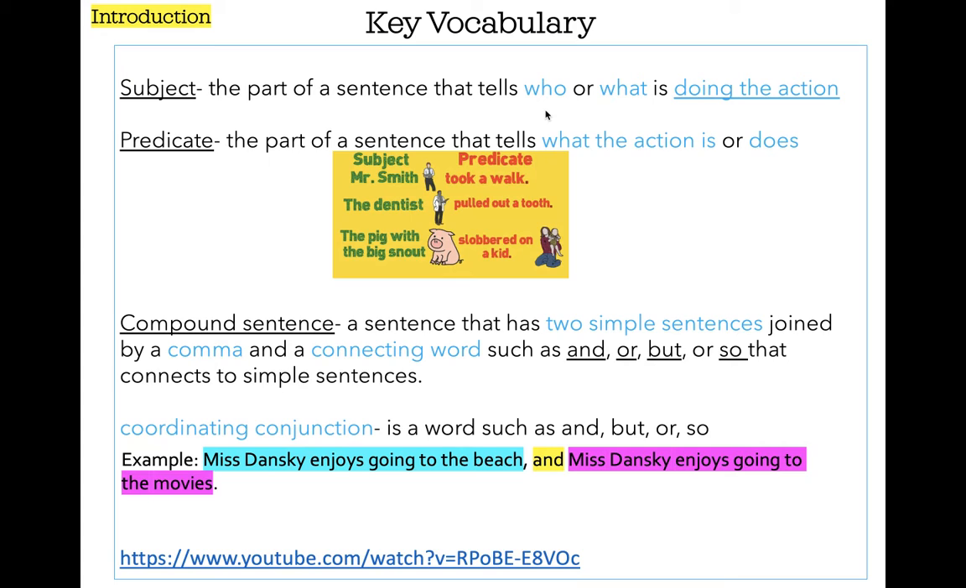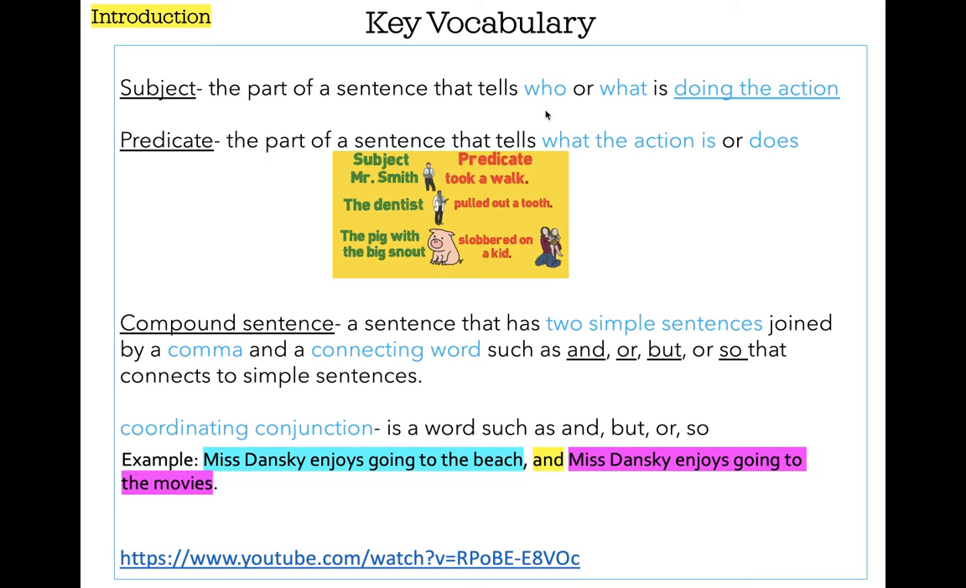So before we can even think about what a compound sentence is, we need to understand what a sentence is. So a sentence has a subject and a predicate. The subject is the part of the sentence that tells who or what the sentence is about, what that person or that thing, that noun in the sentence is doing. Then the predicate is the part of the sentence that is the actual action of what the subject is doing.